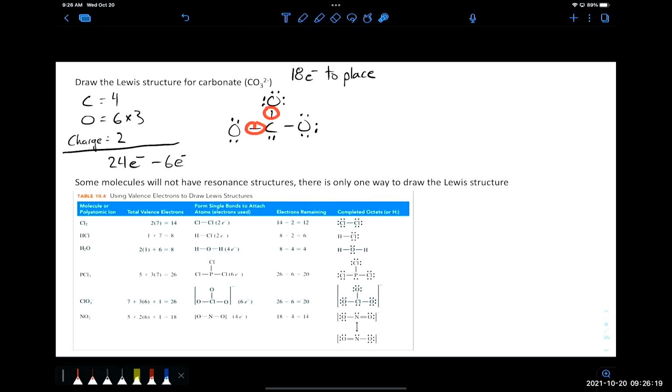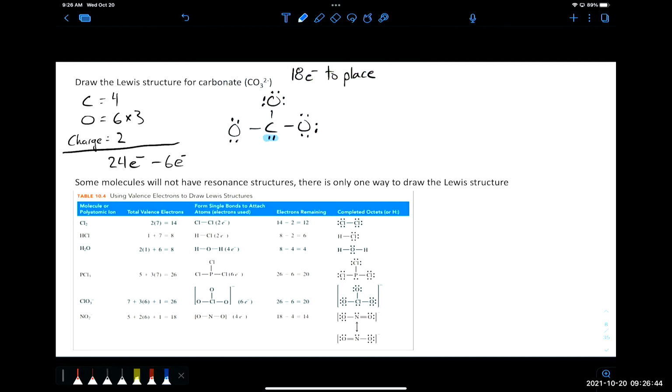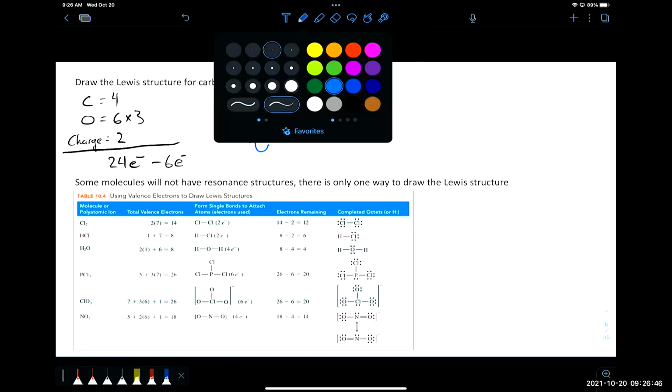Carbon's got 3 bonds, so that's 6 electrons, plus these 2 is 8. But our last oxygen only has 6. So we can take the extra lone pair from carbon, and it will generously lend them to this oxygen. So we're going to take these and move them over here.